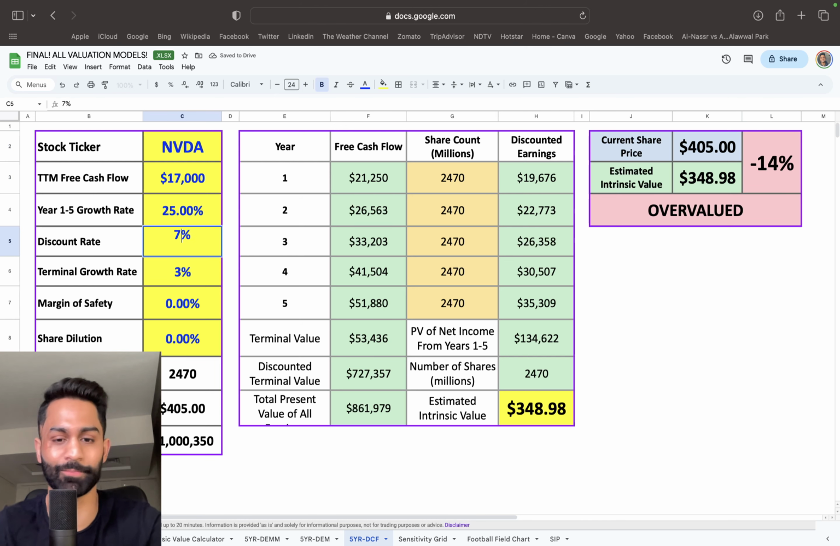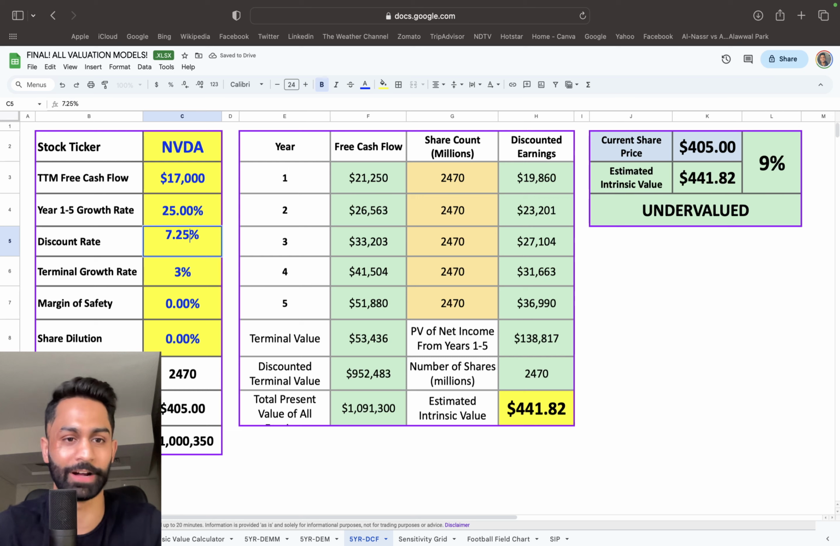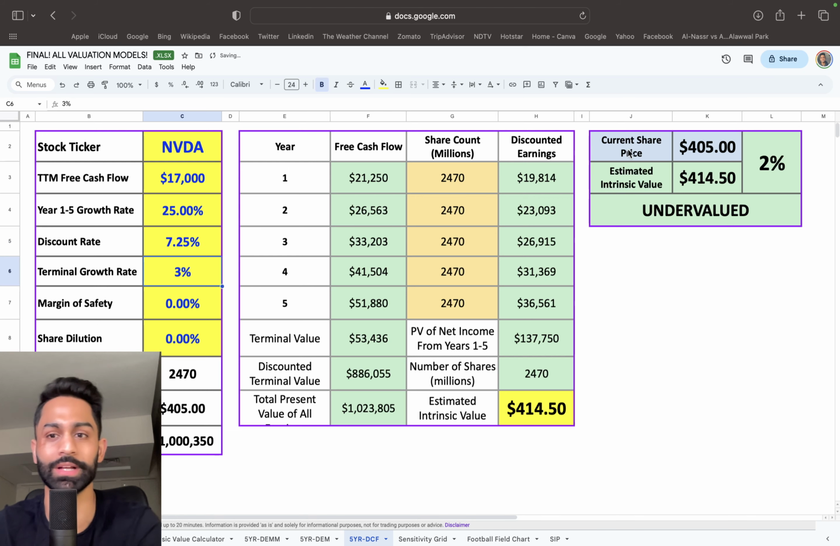Let's just drop down to 7.5%. Let's just drop down to 7%, and now it's 9% undervalued. So maybe 7.25% is a reasonable discount rate, and there we go. Now it's close to the current market price.